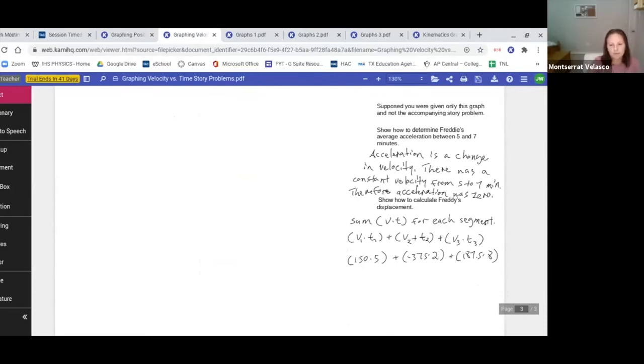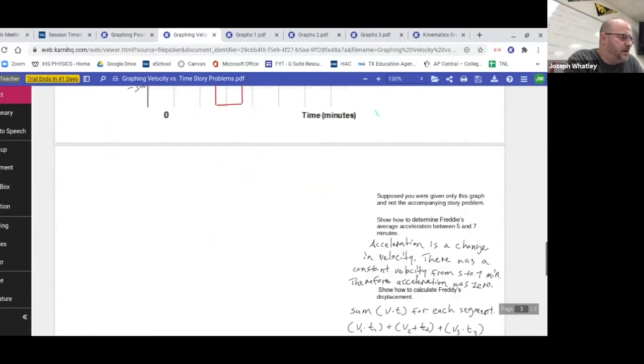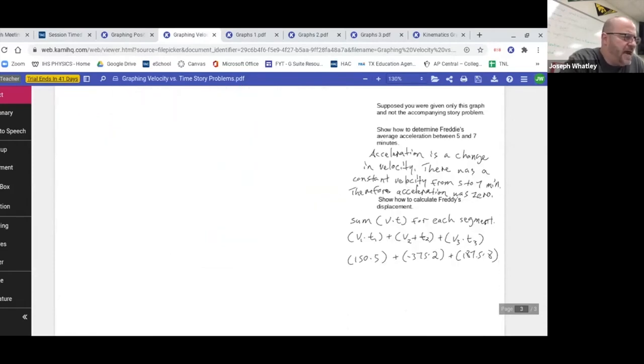Let's see, it says, suppose you were only given this graph. What graph is that? All right, that's a velocity versus time graph. Show how to determine Freddie's average acceleration between 5 and 7 minutes. Here I wrote it out. It says acceleration is a change in velocity. There was a constant velocity from 5 to 7 minutes, therefore the acceleration was 0. Remember, acceleration is a change in velocity, just like velocity is a change in displacement. If I don't have a velocity, I'm not moving. If I don't have an acceleration, my velocity is constant.